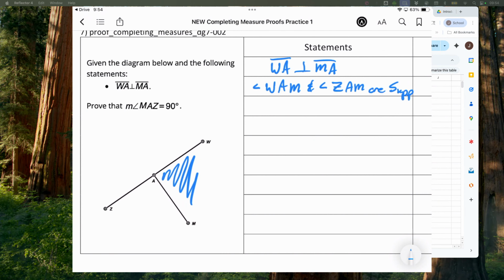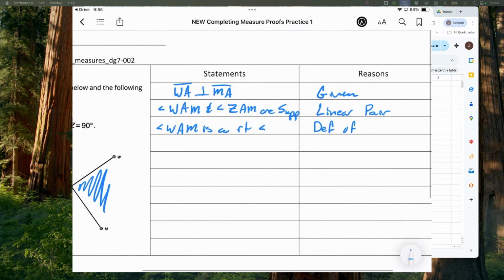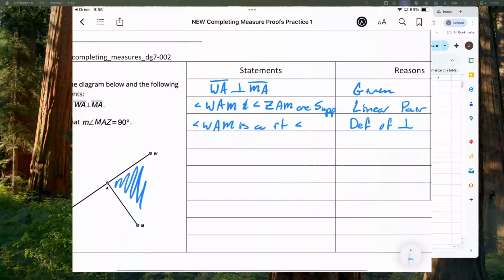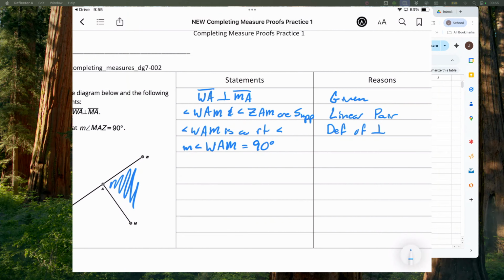Angle WAM is a right angle. Definition of perpendicular. Now, since it's a right angle, its measure has to be 90 degrees. Definition of right angle.